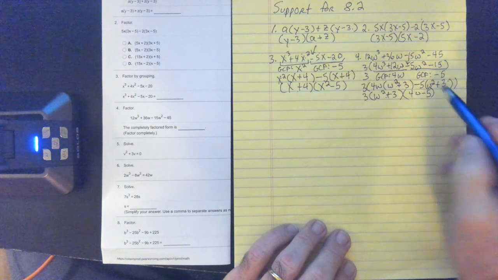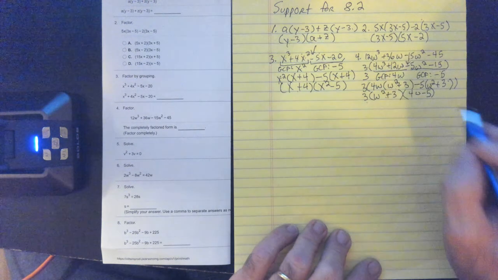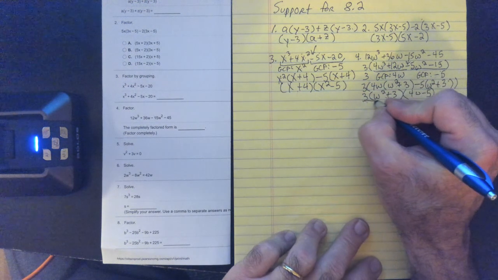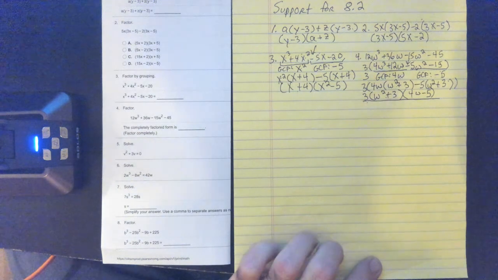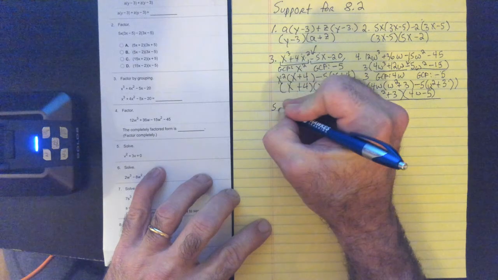So this problem was like number 3, except we had to keep dragging our GCF down. Now the final answer, they want everything in factored form. Alright, let's go to number 5 and start solving.